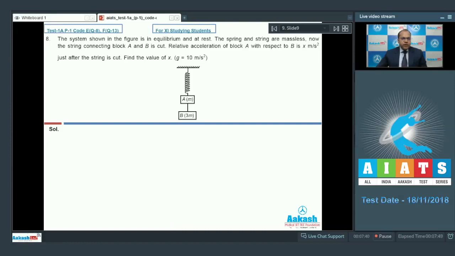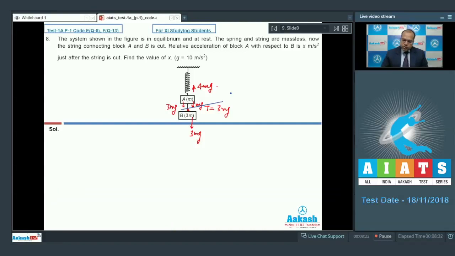If I draw the free body diagram in the equilibrium position, 3 mg is acting in this direction, and the tension in the string is 3 mg. The same tension is acting on this 3 mg block. Its own weight is mg. So we can say that the spring force will be 4 mg. These are the forces at the equilibrium position. This is the free body diagram at equilibrium.